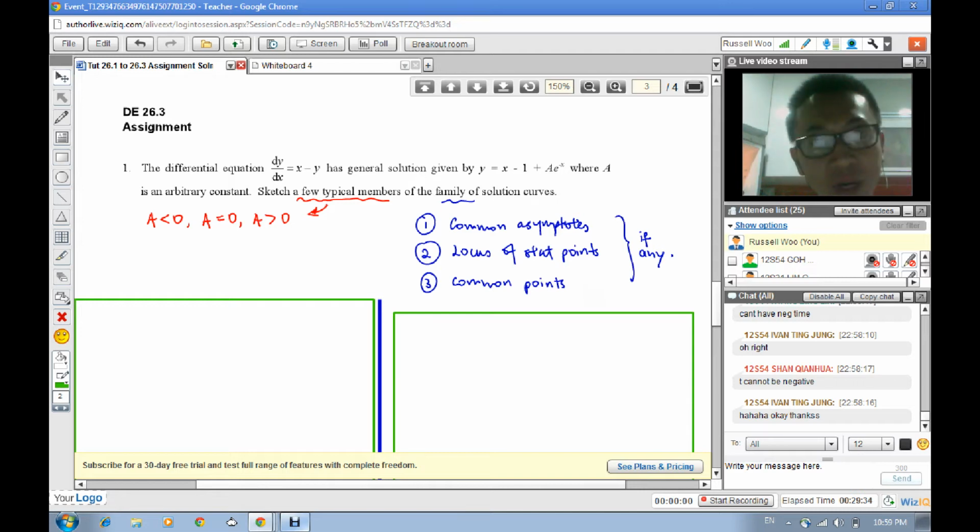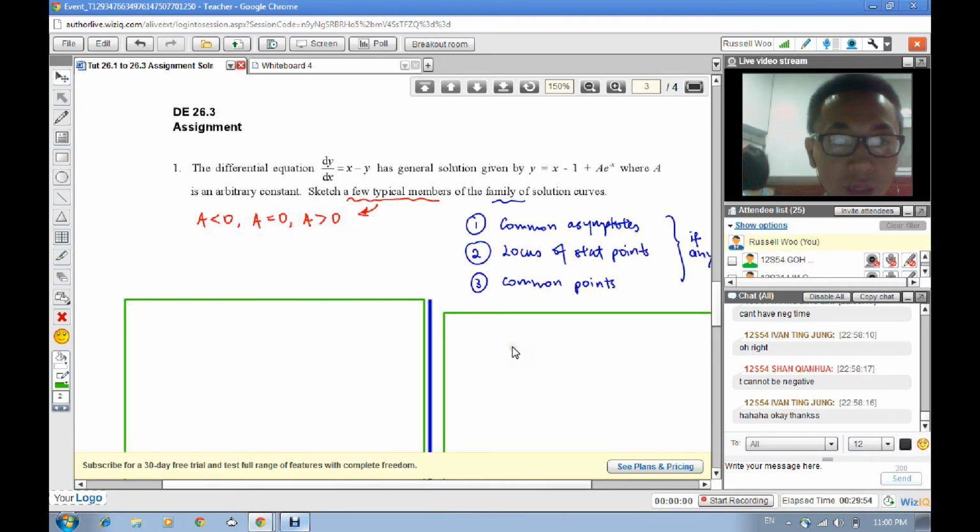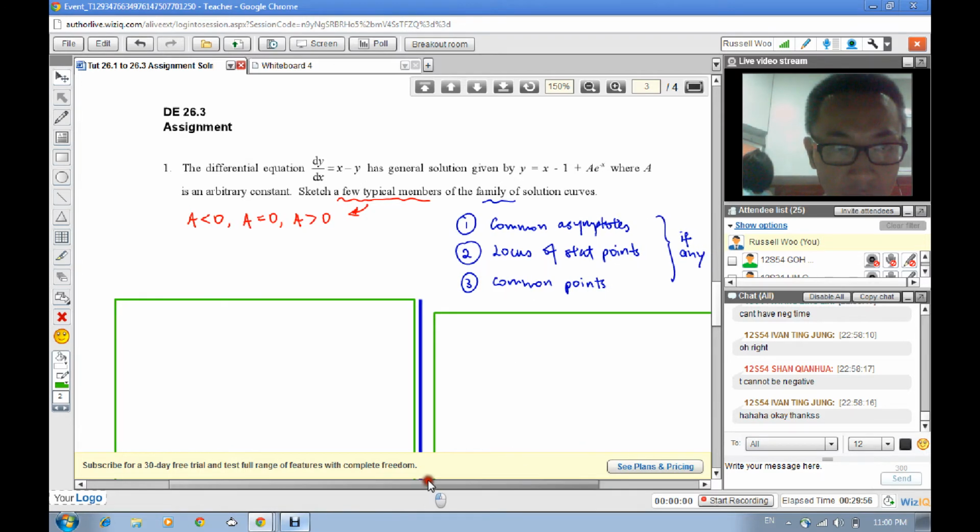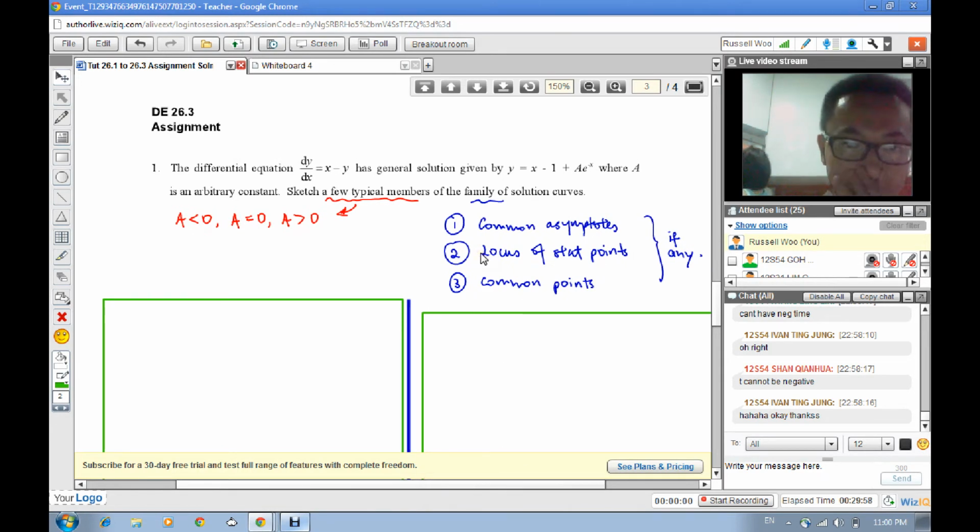I put down "if any" because it may not exist for some DE. Every one of them, so you really have to check. Usually 1 and 2 are more common, 3 is less common. Later I'll use question 1 and 2 as an example, but if you understand the principle, it's not that difficult to check. So, let's look at question 1 now. If we go through the process of checking 1, 2, 3, this is how I would do it.